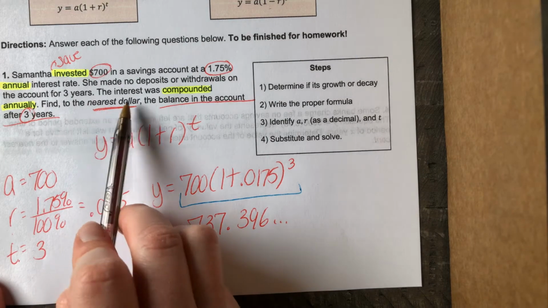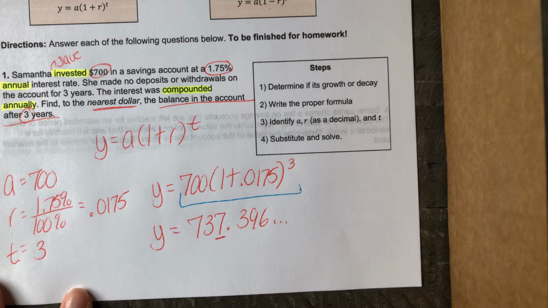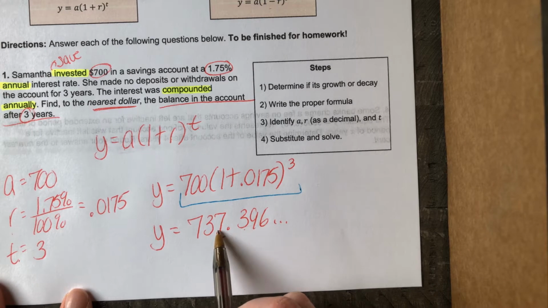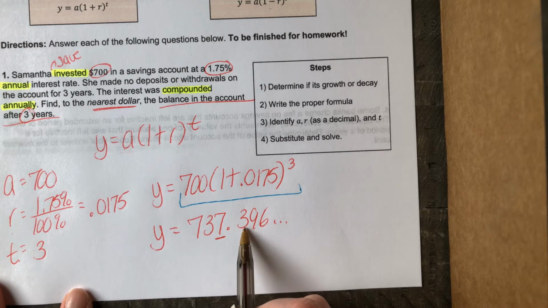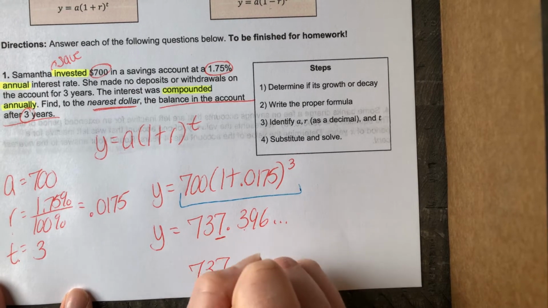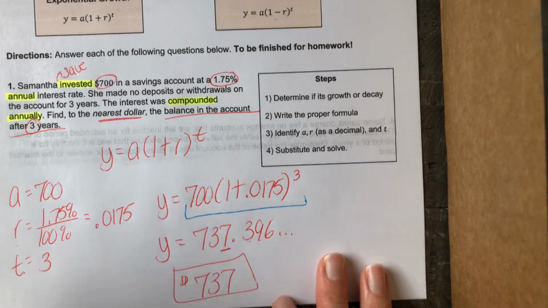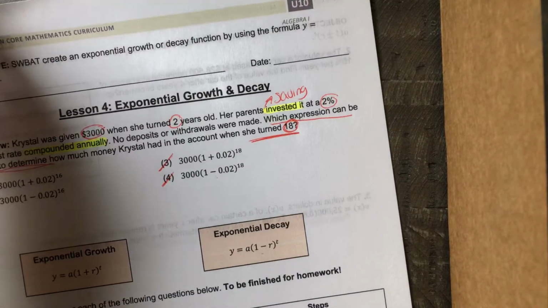But it says to the nearest dollar, so I know I have to stop at the 7, because when I'm talking about money, I don't want to include the change if it doesn't ask me to. So 5 or above, give it a shove. So I know 3 is not going to change that 7 at all. So it's going to stay $737. Okay, so that was example 1. Moving on to example 2.